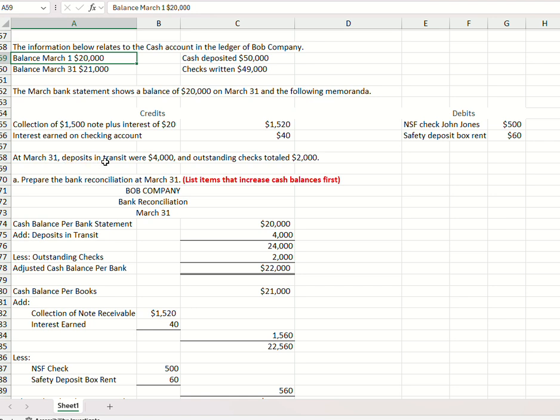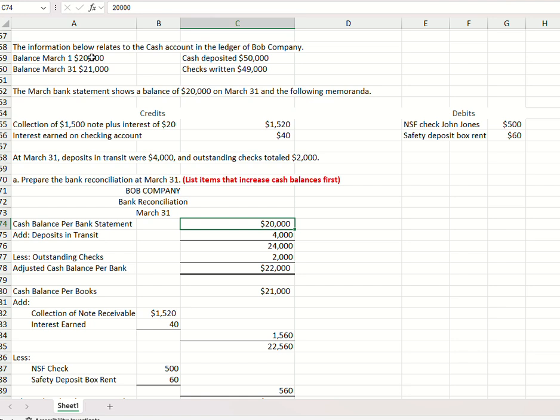At March 31st, deposits in transit were 4,000 and the outstanding checks were 2,000. So what we have to do here is prepare a bank reconciliation for Bob Company at March 31st. And so what does the information tell us to start off with? We have the balance per the bank statement, $20,000.